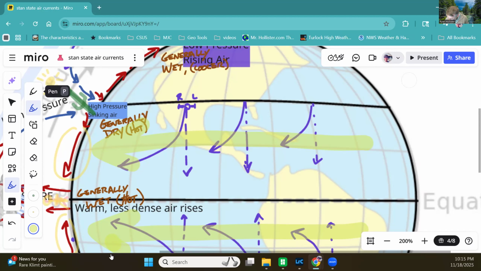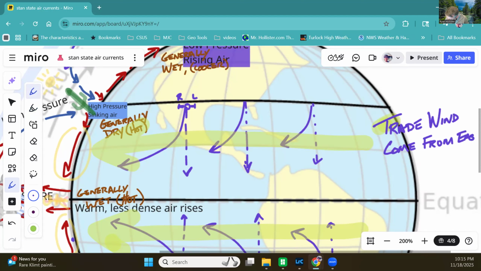Back in the day, people called these trade winds, because this is what the old colonizer ships would get down into and hit these winds that would blow them towards their new colonies. So these trade winds come from the east, and they blow west. All right, so that's the big arrows that you see there. So the trade winds come from the east and they blow west.